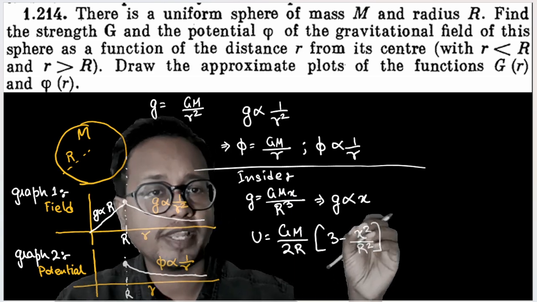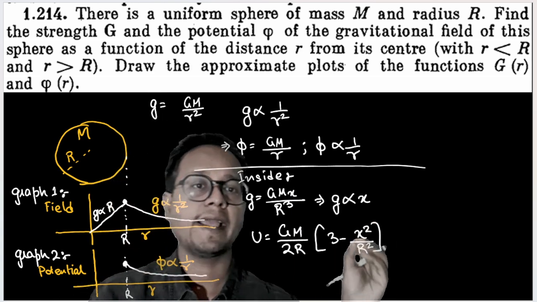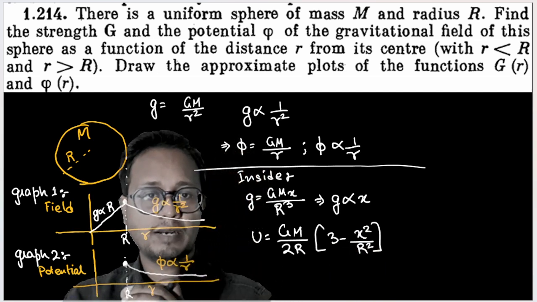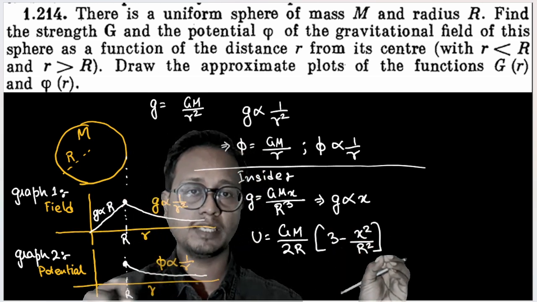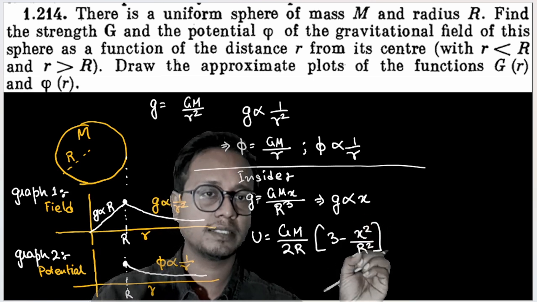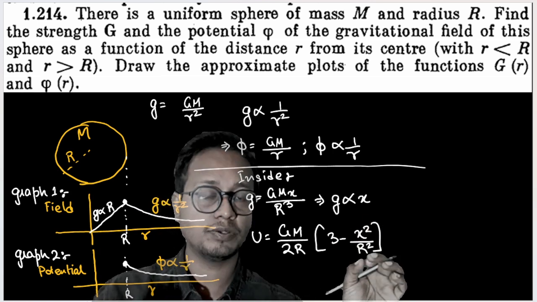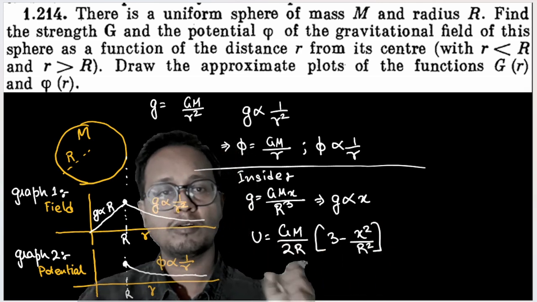See, as the value of x decreases, x square by R square will also decrease, isn't it? As the value of x, I'm starting from R, decreases, that means as I'm going this side towards the left, the value of x square by R square also decreases. So 3 minus this ratio increases, no? So if this increases, then the potential also increases.